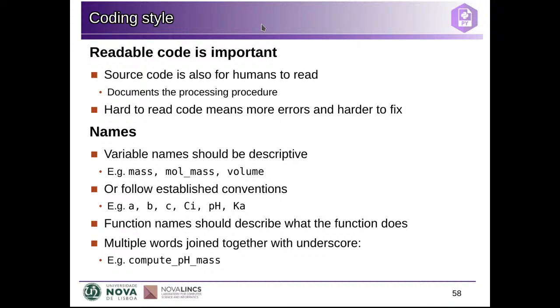So if there is some conventional set of names, we should use those to avoid any confusion. But in general, names of variables should describe what the variable is, and names of functions should describe what the function does. If you want to use multiple words for a name, for example, compute pH mass, you can add underscores to join the different words. This makes it easy to read, and you don't break the rule that you cannot put spaces in names in Python.